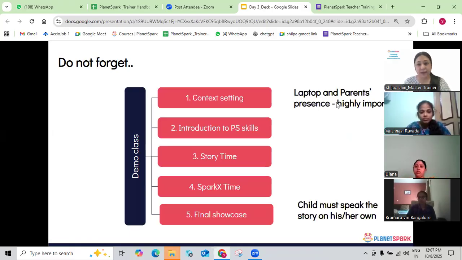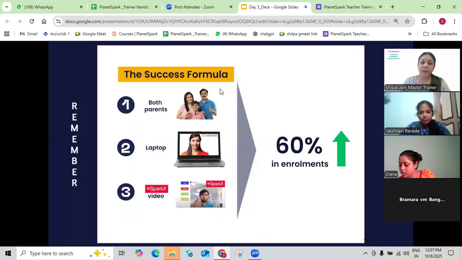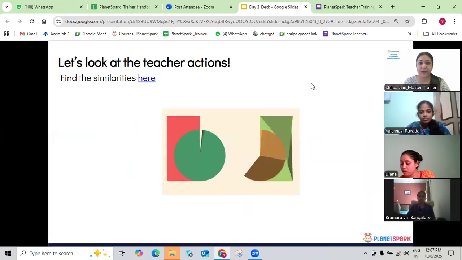Context setting, laptop, and presence of both the parents. Final showcase, you must try your level best that the child speaks the story on his or her own. The success formula, both parents, laptop, SparkX. If you meet these 3 conditions in your demo class, your chances of enrollment increase up to 60%.